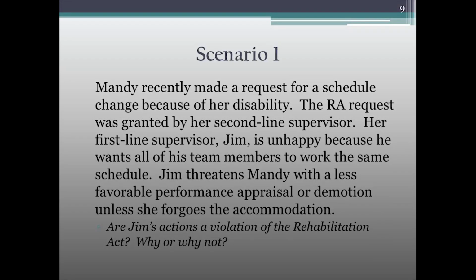So for scenario one, Mandy recently made a request for a schedule change because of her disability. The reasonable accommodation request was granted by her second line supervisor. Her first line supervisor, Jim, is unhappy because he wants all of his team members to work the same schedule. Jim threatens Mandy with a less favorable performance appraisal or demotion unless she forgoes the accommodation. So do you think that Jim's actions are a violation of the Rehabilitation Act? Why or why not? I'll give you a second to think about that.